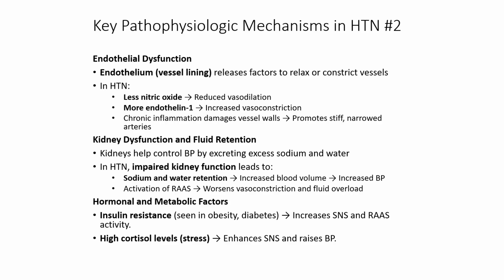When we look at hormonal and metabolic factors in hypertension, we see insulin resistance. So that's seen in obesity and diabetes, which is going to increase our SNS and renin-angiotensin activity. High cortisol levels are going to enhance the SNS and also raise our blood pressure.